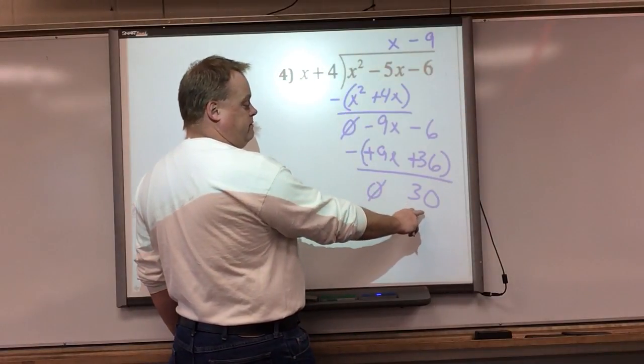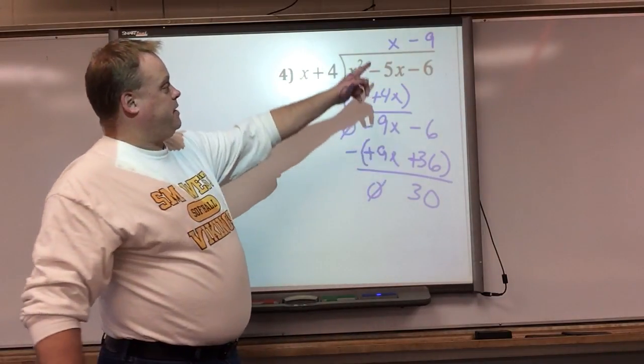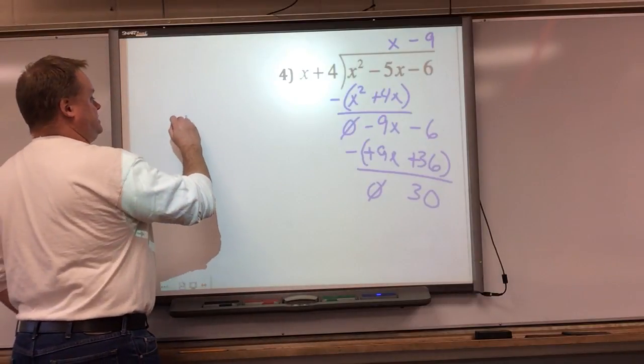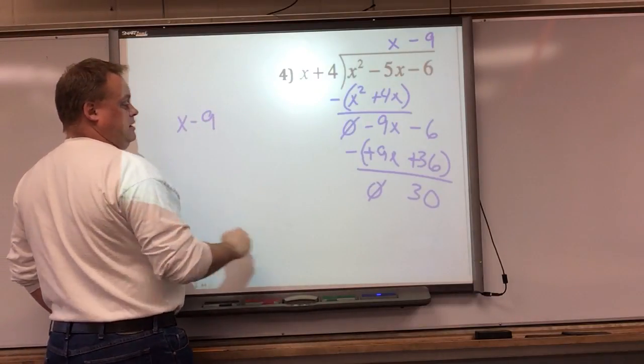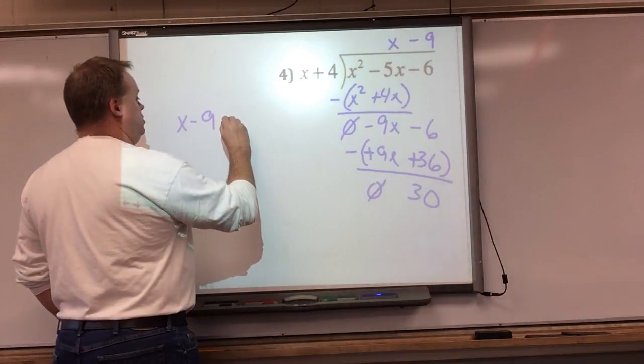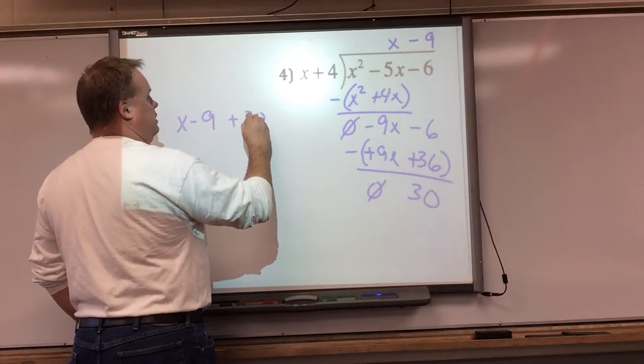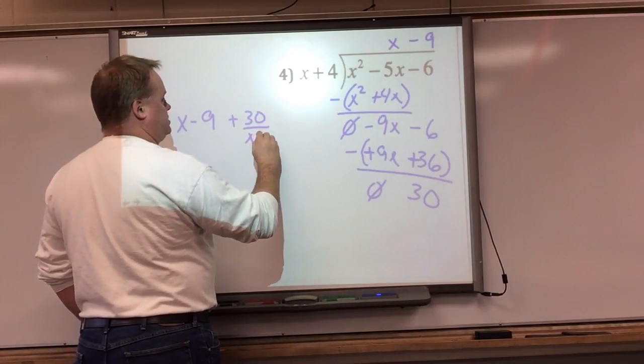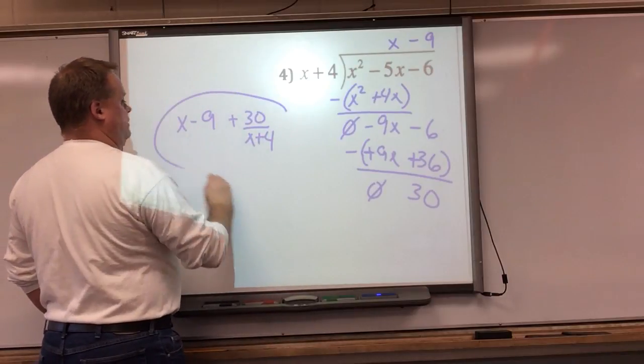So I do have a remainder here this time. So my answer is x minus 9, and since it's positive, it's plus 30 over x plus 4. And there's your answer.